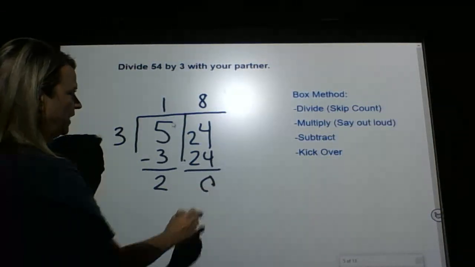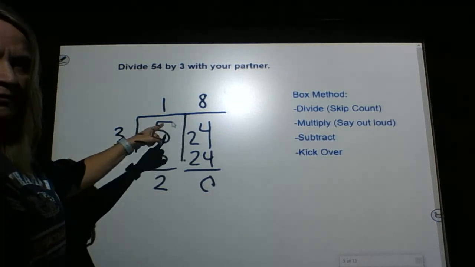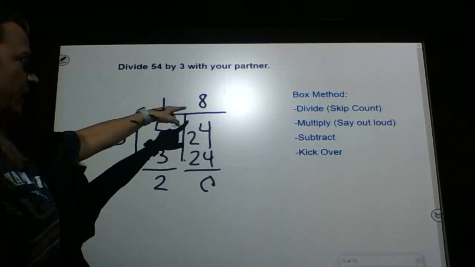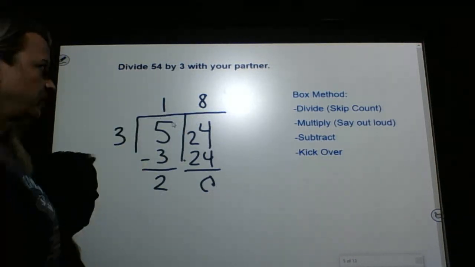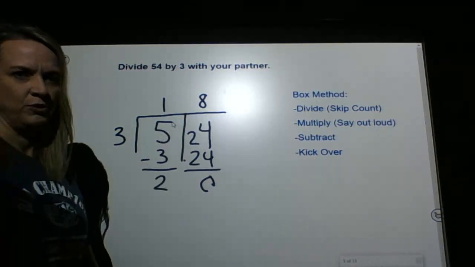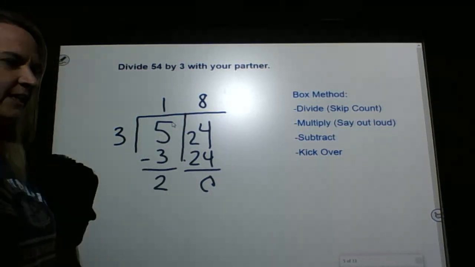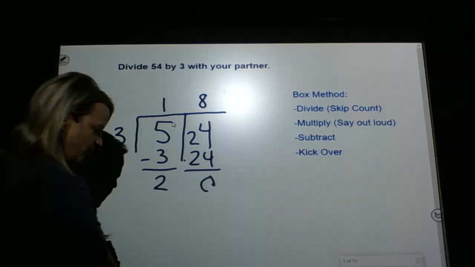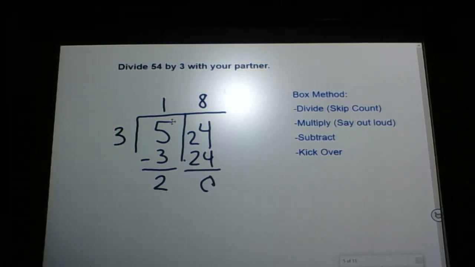Here's how you know if you're done. You have to have a number above every box. Do we have a number above every box? We do. So this is your answer, which is called a quotient in a division problem, is 18. So Miss Reed is going to show you the apartment way with this.